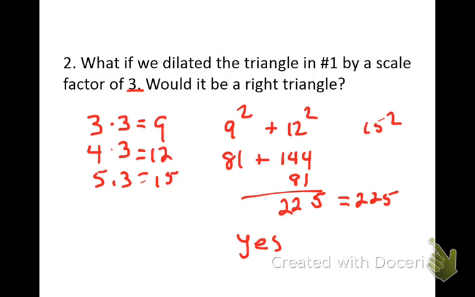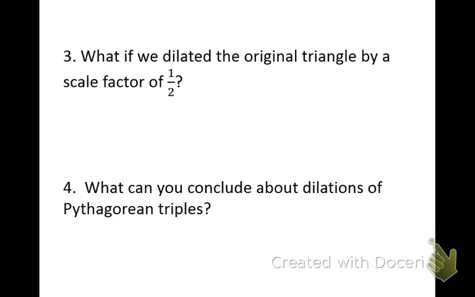What if we dilated the original triangle by a scale factor of 1/2? Well, again, our original numbers were 3, 4, and 5. So if we multiply by 1/2 or divide by 2, we're going to get 1.5. Here, if we divide by 2, we're going to get 2. And here, if we divide by 2, we're going to get 2.5.